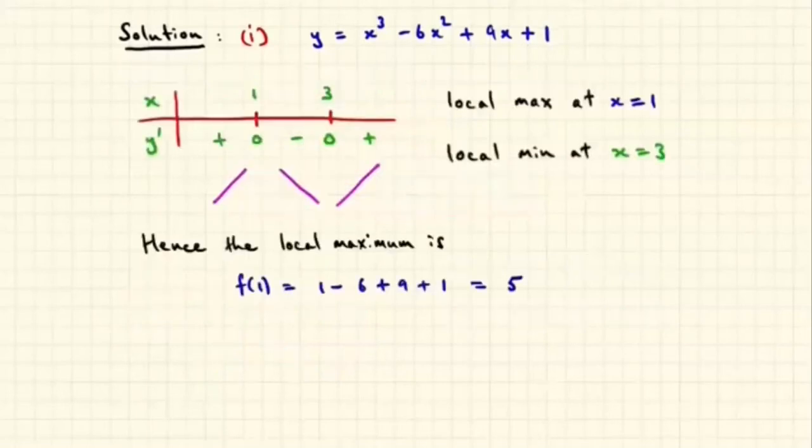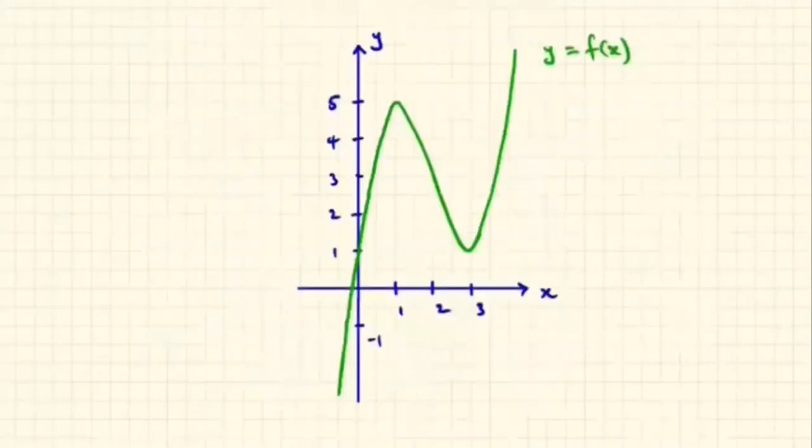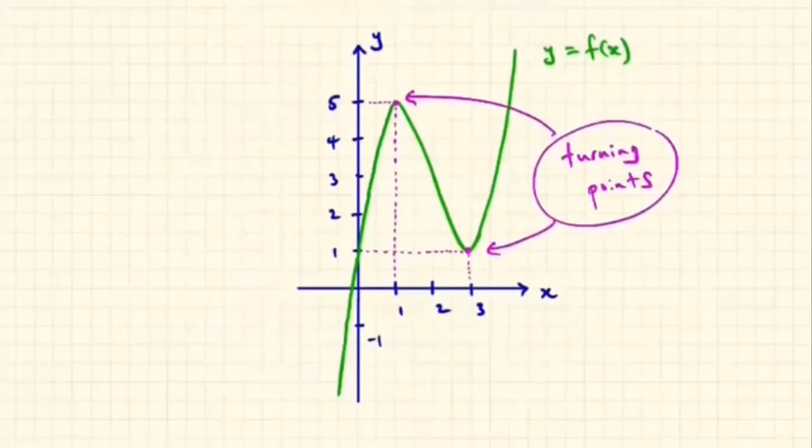The local maximum is the value of the function at x equals 1, which is 5. And the local minimum is the value at x equals 3, which is 1. Neither of these local extrema can be global, because with non-restricted domain, the cubic can take arbitrarily large positive and negative values. Here's the graph of the function with its turning points and the local extrema appearing on the y-axis.